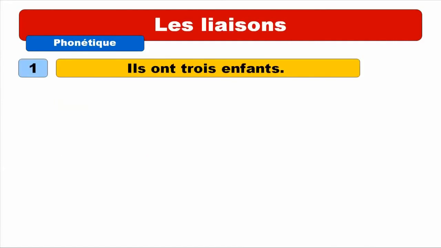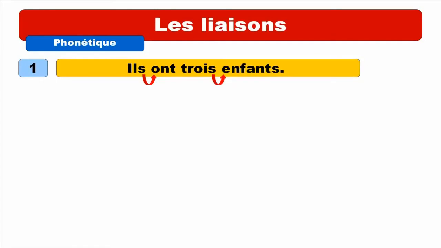So the first one, let's pronounce it like if we didn't make the liaison first. Okay, so ils ont 3 enfants. Okay, and then if we make the liaison, you can see that it's possible to make 2 liaisons in this sentence. The first one between ils and ont, and the second one between 3 and enfants. Okay, so we get ils ont 3 enfants. Repeat.